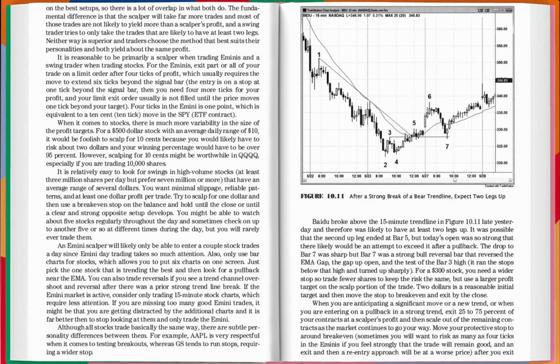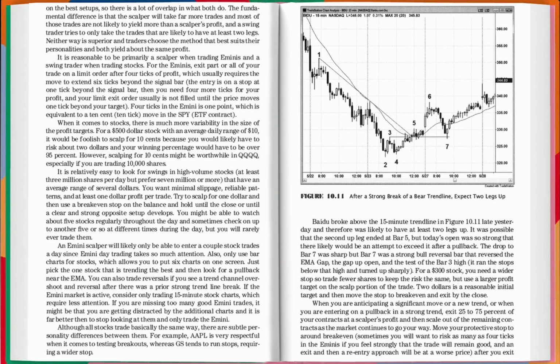You might be able to watch about 5 stocks regularly throughout the day and sometimes check on up to another 5 or so at different times during the day, but you will rarely ever trade them. An E-mini scalper will likely only be able to enter a couple stock trades a day since E-mini day trading takes so much attention. Also, only use bar charts for stocks, which allows you to put 6 charts on one screen. Just pick the one stock that is trending the best and then look for a pullback near the EMA.